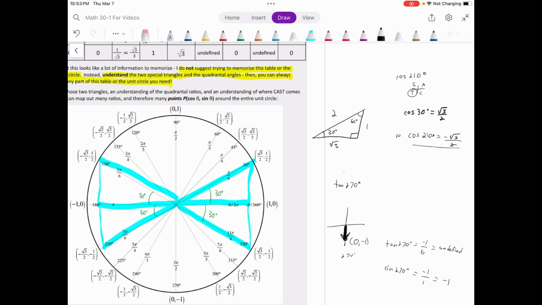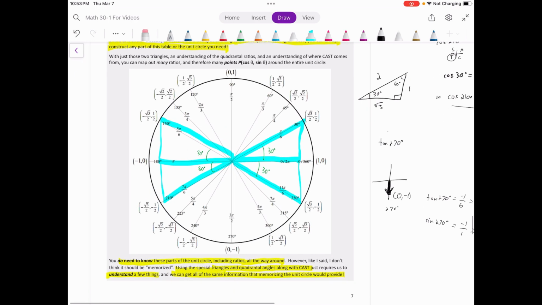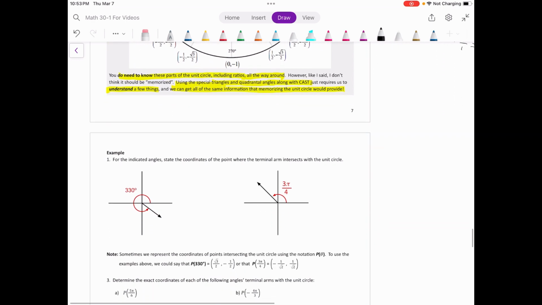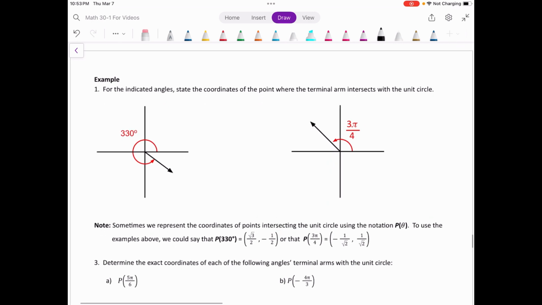Okay, and we'll use radians. I've been sticking to degrees just because I know this looks like a lot of information. I know we're probably a little more comfortable with degrees, but we can do it with radians as well, like we will in this next example here.